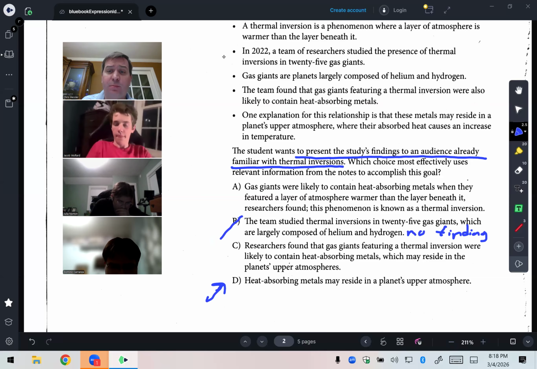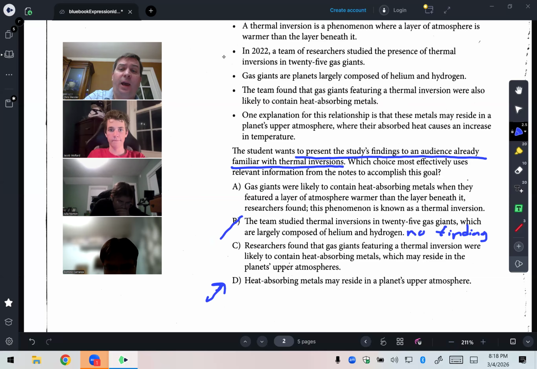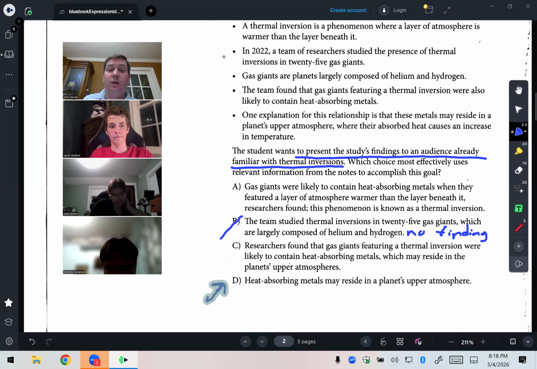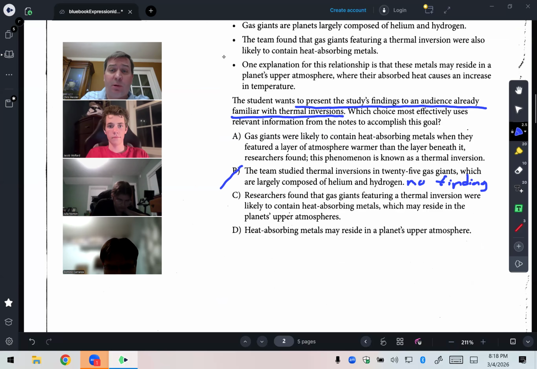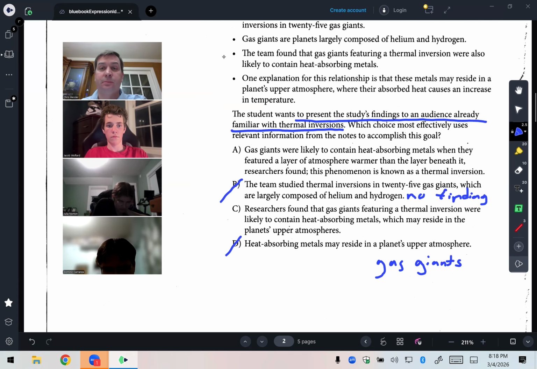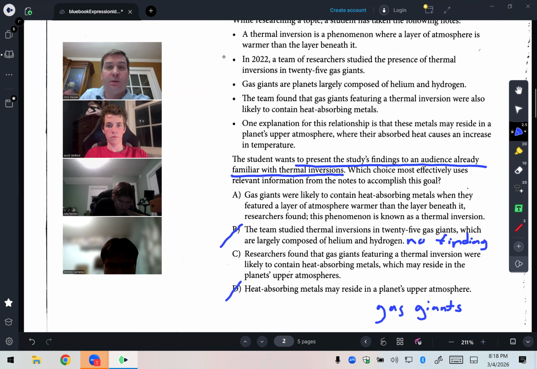What about answer choice D? Heat absorbing metals may reside in a planet's upper atmosphere. So D doesn't even mention that we're talking about gas giants. D is out. They couldn't even tell us the type of planet they're studying. Okay. So it's either A or C. This is a harder one. I don't know. This is pretty hard for number two.